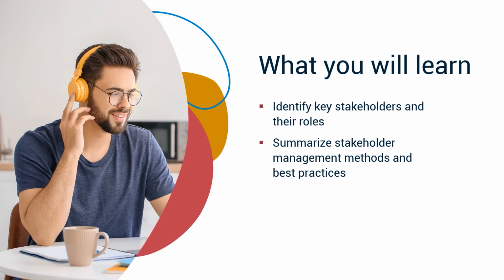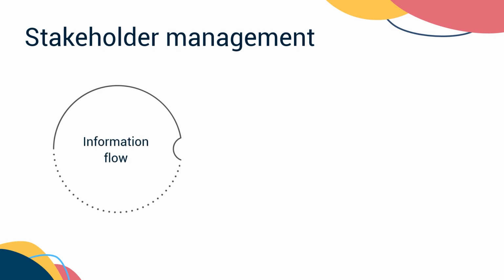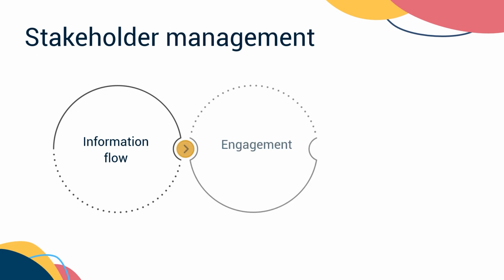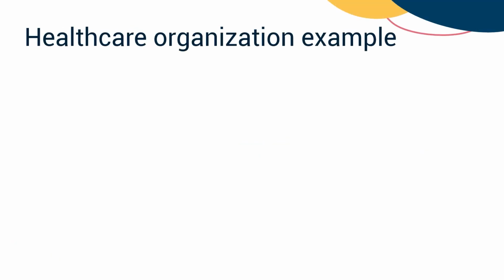As a program manager, one of your main responsibilities is managing and facilitating the effective flow of information regarding your program to its stakeholders, ensuring they remain engaged and committed throughout the program's lifecycle. The Project Management Institute, PMI, cites ineffective stakeholder management as a primary cause of programs' failure to achieve their goals. Let's review the roles of key program stakeholders in light of a program example.